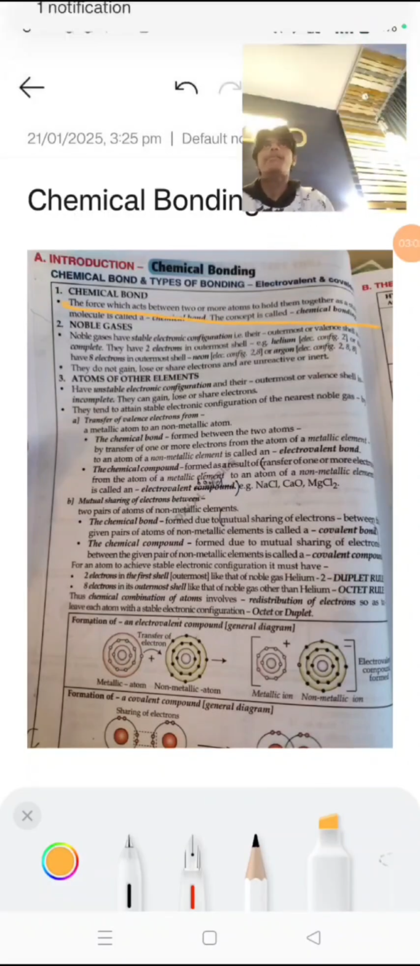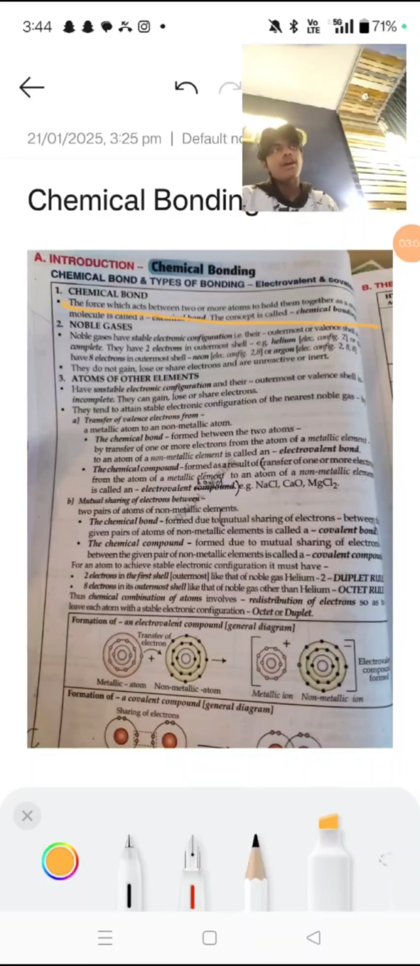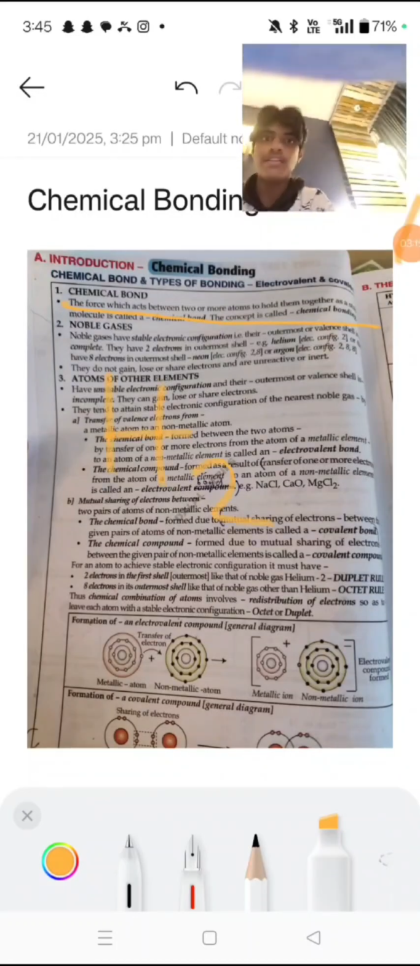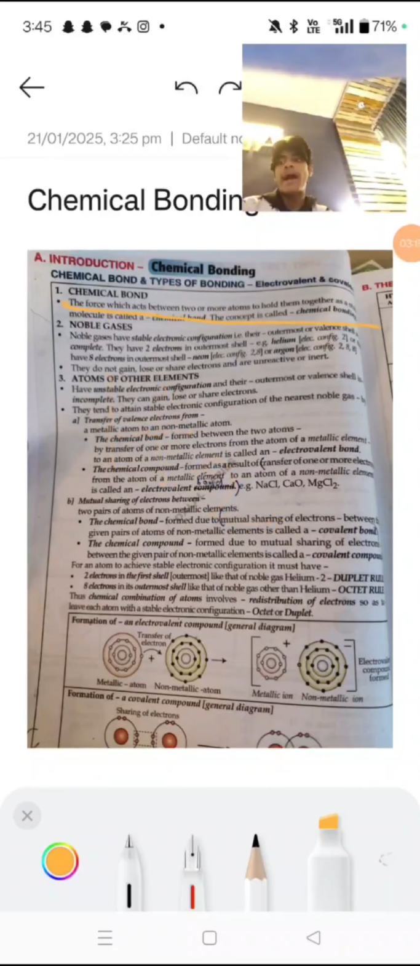Now we have various elements, right? We have monoatomic elements, we have diatomic elements. Say for example, hydrogen. Hydrogen is diatomic. That means for the formation of a stable hydrogen molecule, we never just say H, right? We always write H2. The reason being, hydrogen is diatomic, which means it needs two atoms to form a stable hydrogen molecule at all costs. It needs two hydrogen atoms, right? So that is basically bonding, and the concept of it is known as chemical bonding. So that's what we're going to be studying.